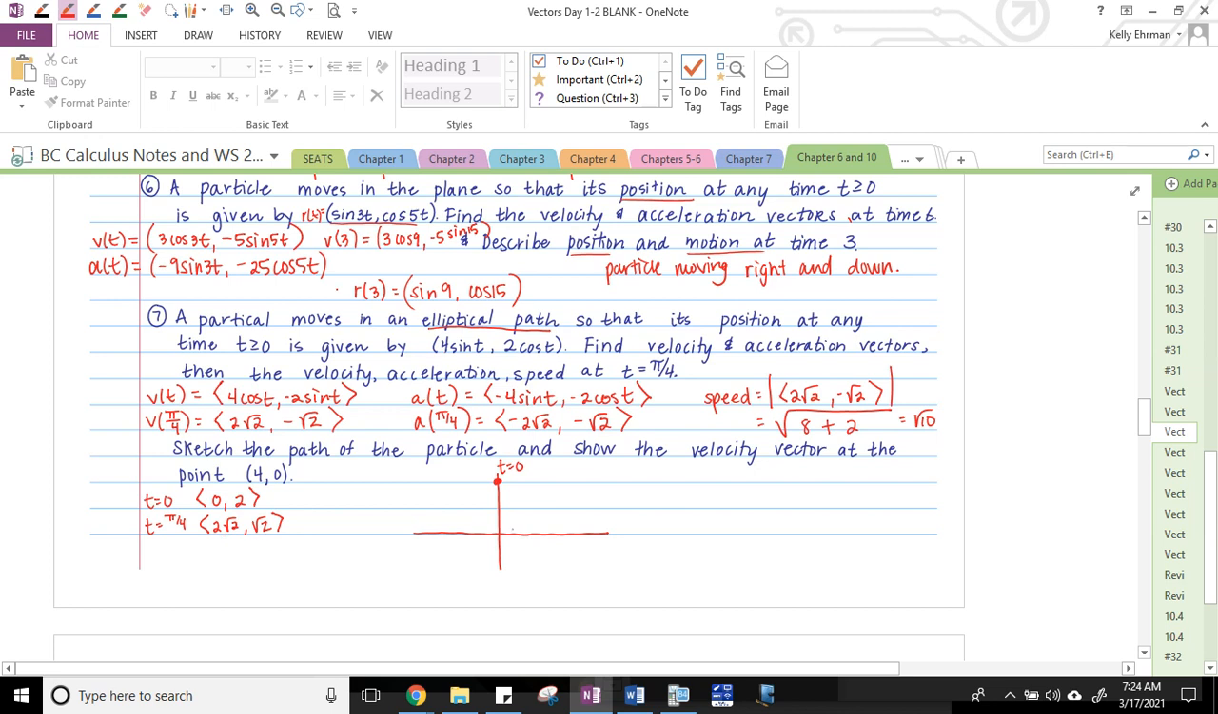When you plug in pi over 4 to the position function, you get 2 radical 2 and radical 2. Those are positive components. That would be over here somewhere in quadrant 1, right? So that tells me that this ellipse, I know it's an ellipse, so I know it's got these 2 vertical points, but I also know that it heads around in this direction. So in interest of length of the video, you can find some more points. This is t equals, I believe, pi over 2, and you'll be at the point 4, 0. But it's an ellipse, so to draw directional arrows, I can just say, yeah, it rotates this way.